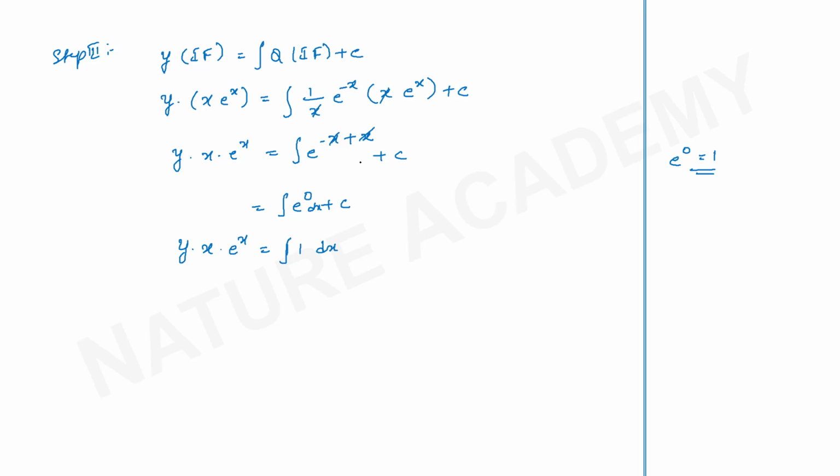So, we had dx here, isn't it? We had dx everywhere, plus c. So, this will be equal to integral 1 into dx, which becomes x plus c. This is my y into x into e raised to x. So let this be equation 1 now.